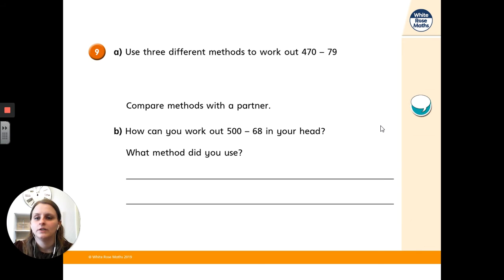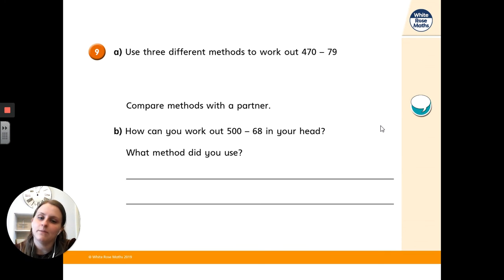Question A says use 3 different methods to work out 470 subtract 79. 3 different methods. You could draw it in a different way, represent it in a different way. You could partition the number in different ways. You could do it as a column, maybe. Think of how you could partition it differently. Maybe you might not take away 79. How could you partition 79 into different numbers and go from there?